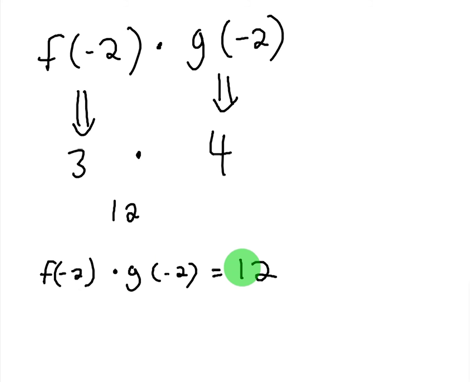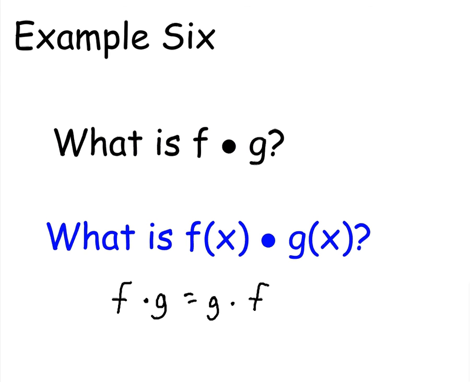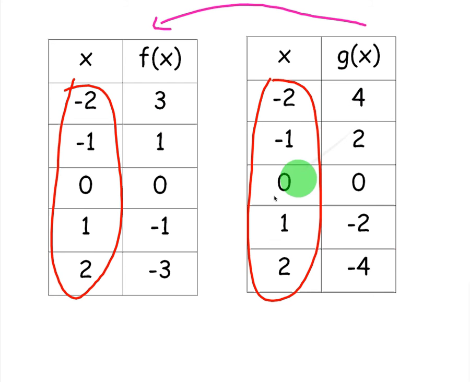Very simple. Now in general, what is f times g? You need to multiply the entire set of y values. So not just f of negative 2 times g of negative 2, but the entire set of y values. So you're going to take all the y values of f and multiply all the y values of g, and again, we can do that because they share exactly the same x values. You can only do that with two of the same x values.